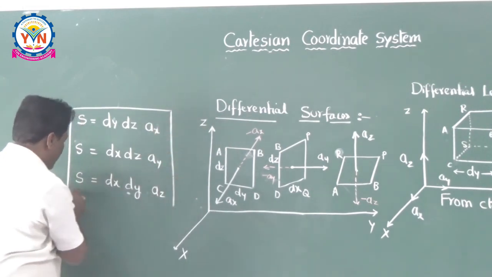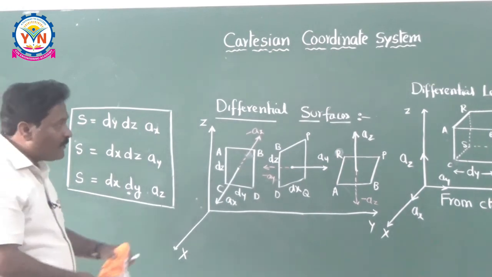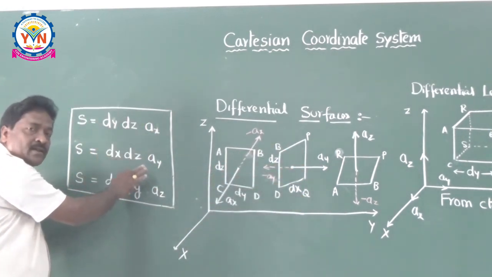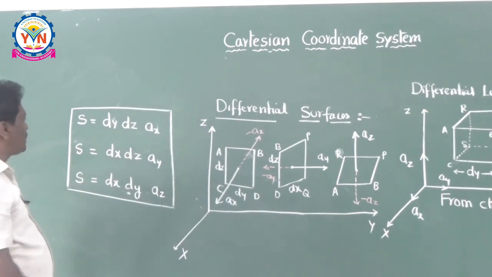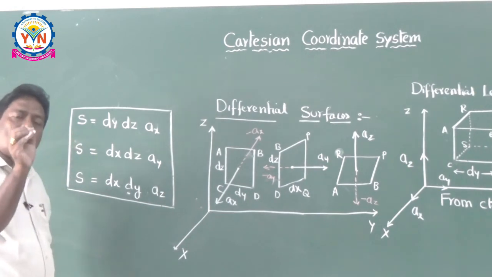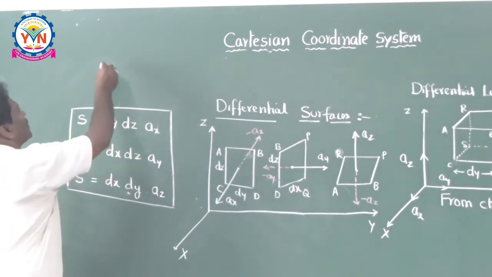These are nothing but differential surface areas. Just like a differential length element, I can give the applications of the surface areas also. These surface areas are very much important whenever you are going to do problems using Gauss law. What is Gauss law?